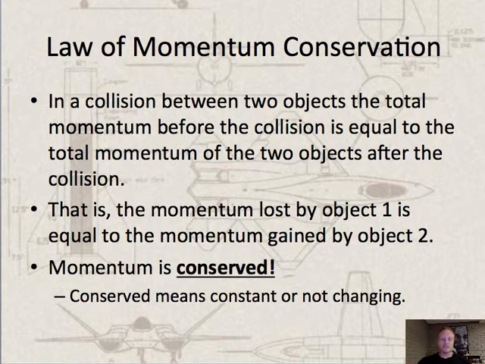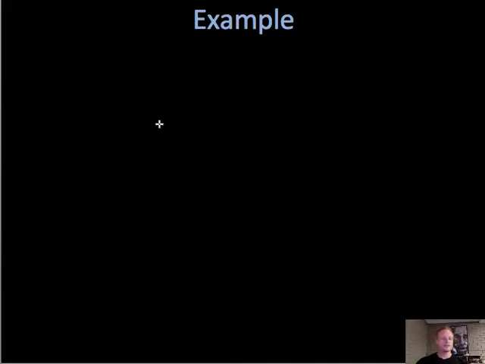Basically, momentum is conserved. Another way to write this would be that the total momentum lost by object 1 is equal to the momentum gained by object 2. And so momentum is conserved. The word itself, conserved, means constant or not changing. So there's going to be no change in the momentum of the system. Let's take a look at an example, and I think this will help explain what the law of conservation is all about.